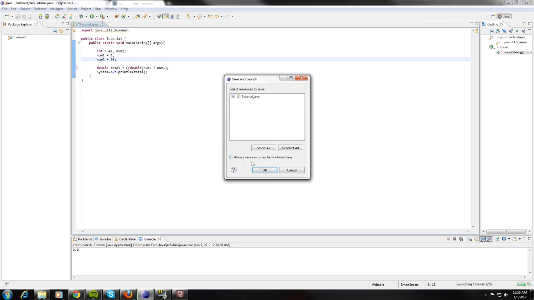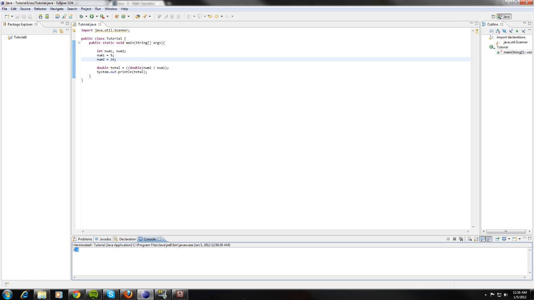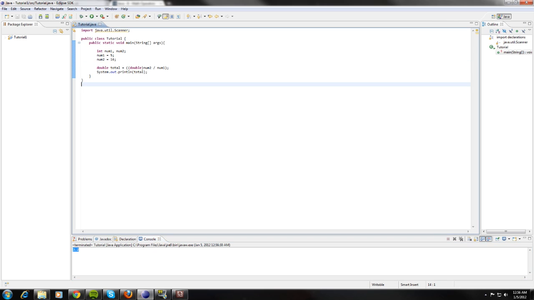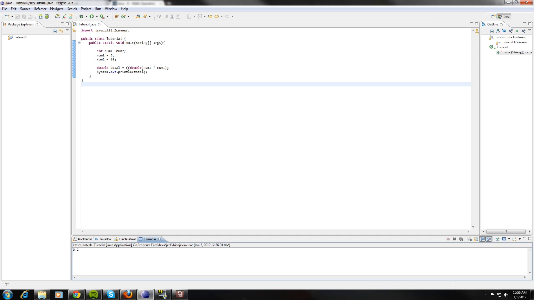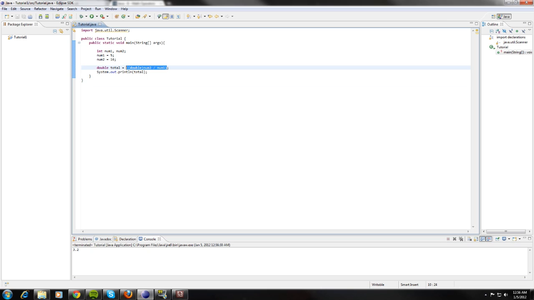So now we're going to run this again. And there we go, 3.2. So I was right. So this is how you cast a number to get around that integer drawback of only getting integers as your answer. So that's the four basic math operations: addition, subtraction, multiplication, and division.